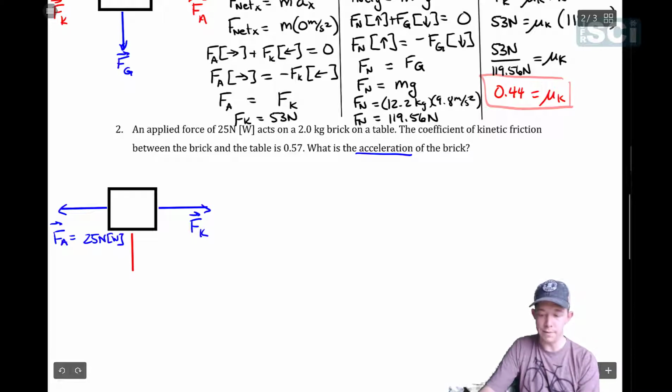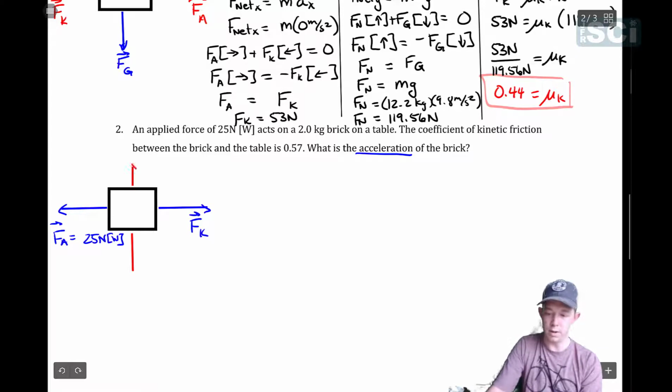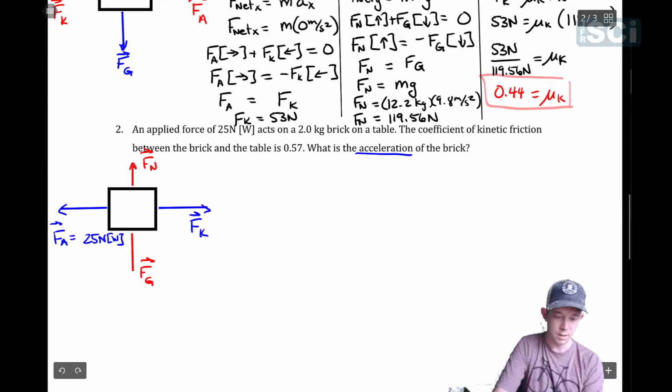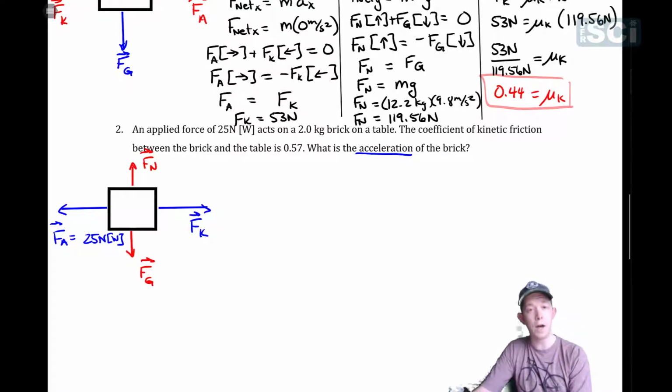I have a gravity force acting down. I have a normal force acting up. We'll put little arrowheads on this. So I have a normal force acting up, a gravity force acting downwards. And those arrows should be the same length. So I'm just going to fix my gravity one, just so that they are roughly the same length. There we go. So that will allow me to find the net forces in each of the directions.